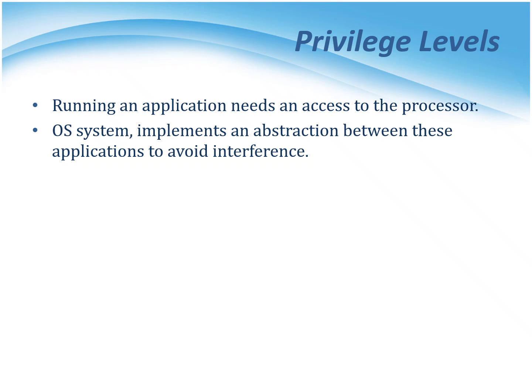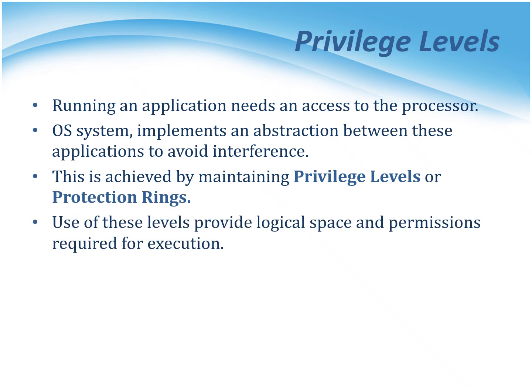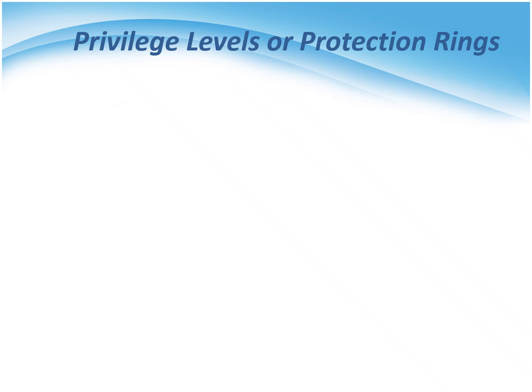Running an application needs access to the processor. So the OS implements an abstraction between the applications to avoid interference. This is achieved by maintaining privilege levels or protection rings, which define what kind of resources each can access. Use of these levels provides the logical space and permissions required for execution.